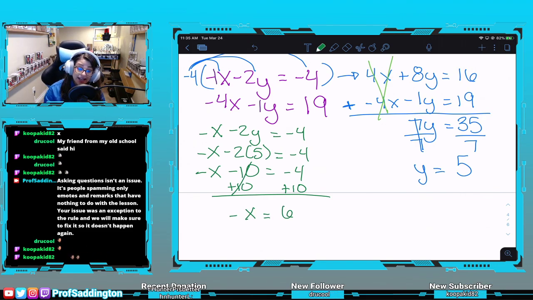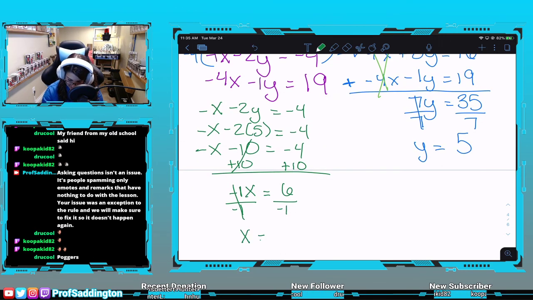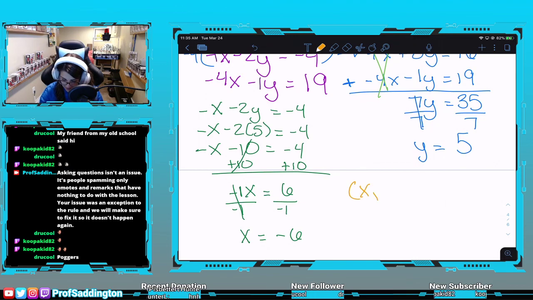Now, x is technically not alone here. Remember, there's like a little 1 there, so we're going to divide each side by negative 1 to get x equals negative 6. And again, I want you to write your answer in that x, y format, so we get negative 6, 5.